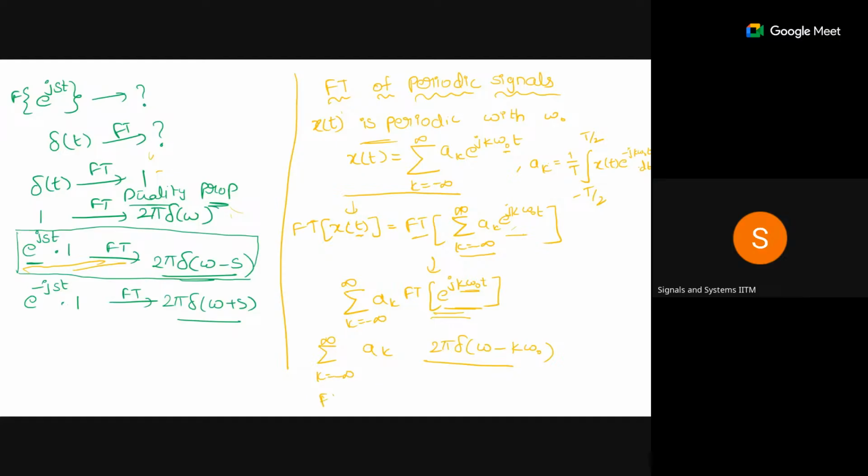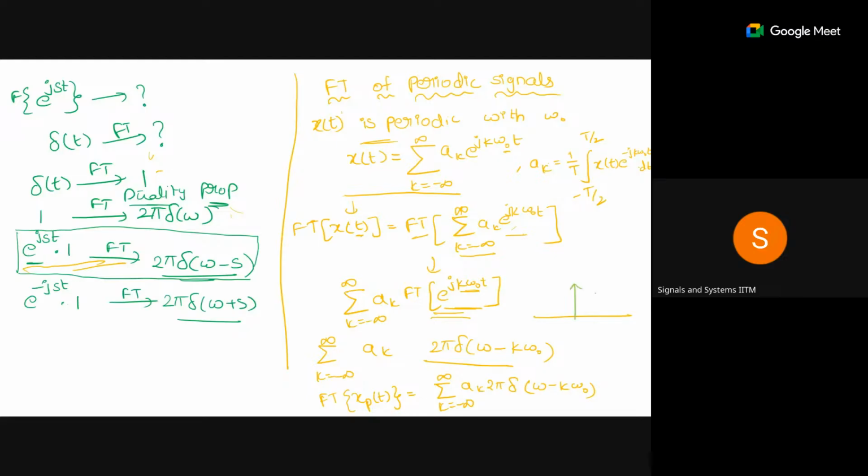So for the periodic signal, since it is periodic, I'll keep it as xp of t, which is equal to the summation of k equal to minus infinity to infinity of ak 2 pi delta of omega minus k omega naught. So the Fourier spectra will look like this.